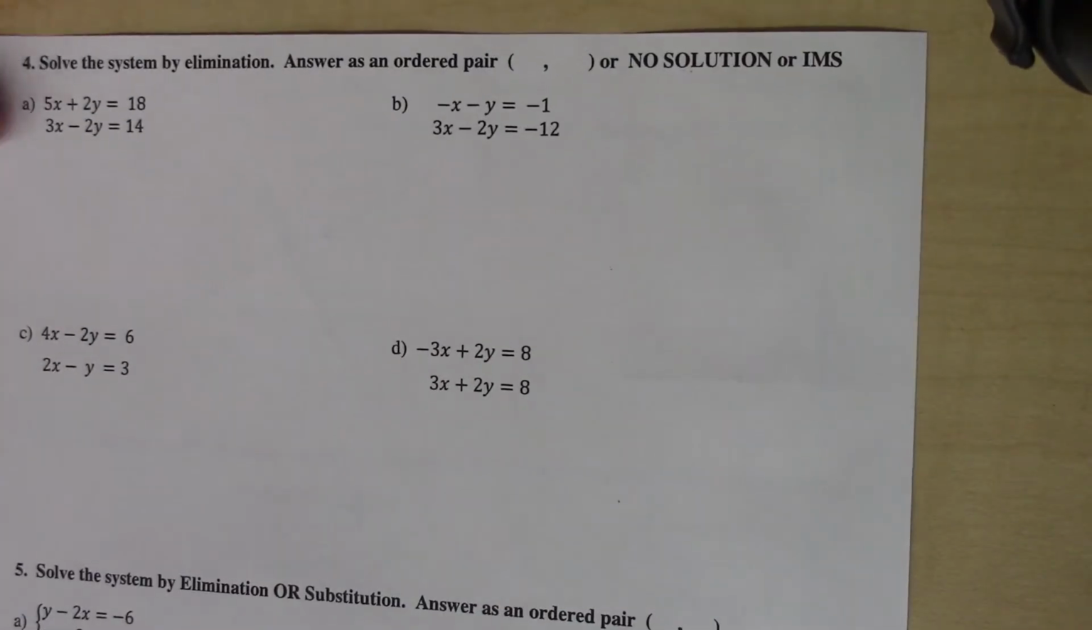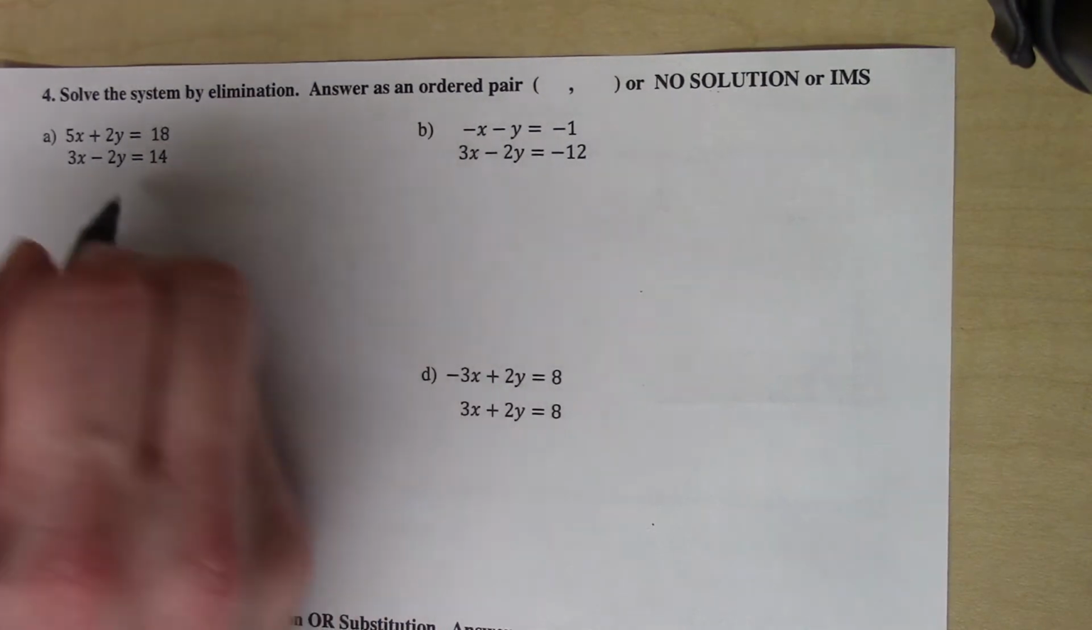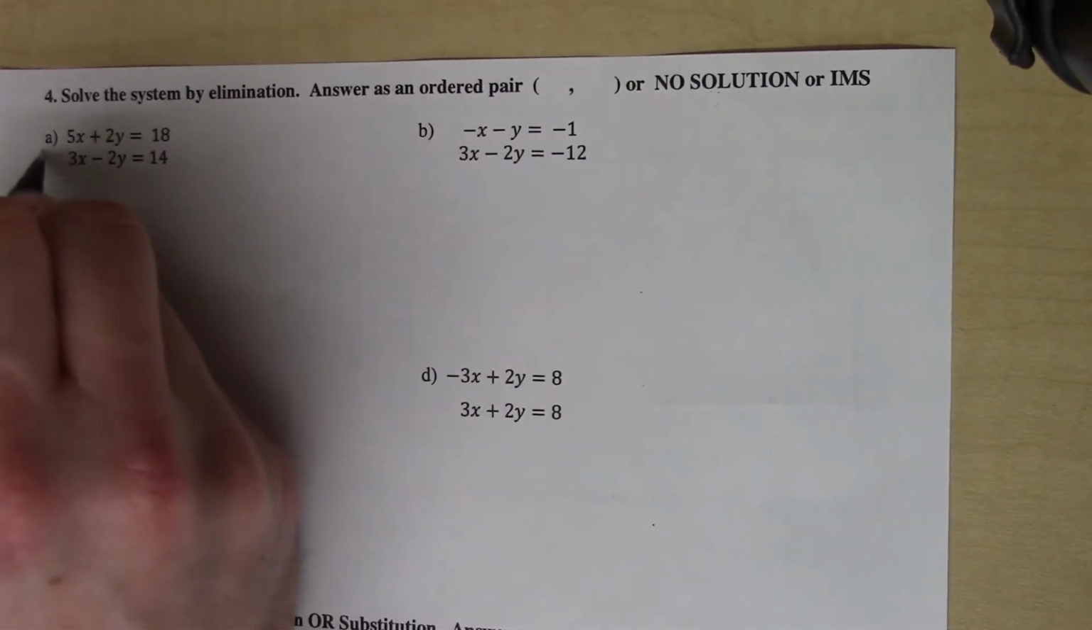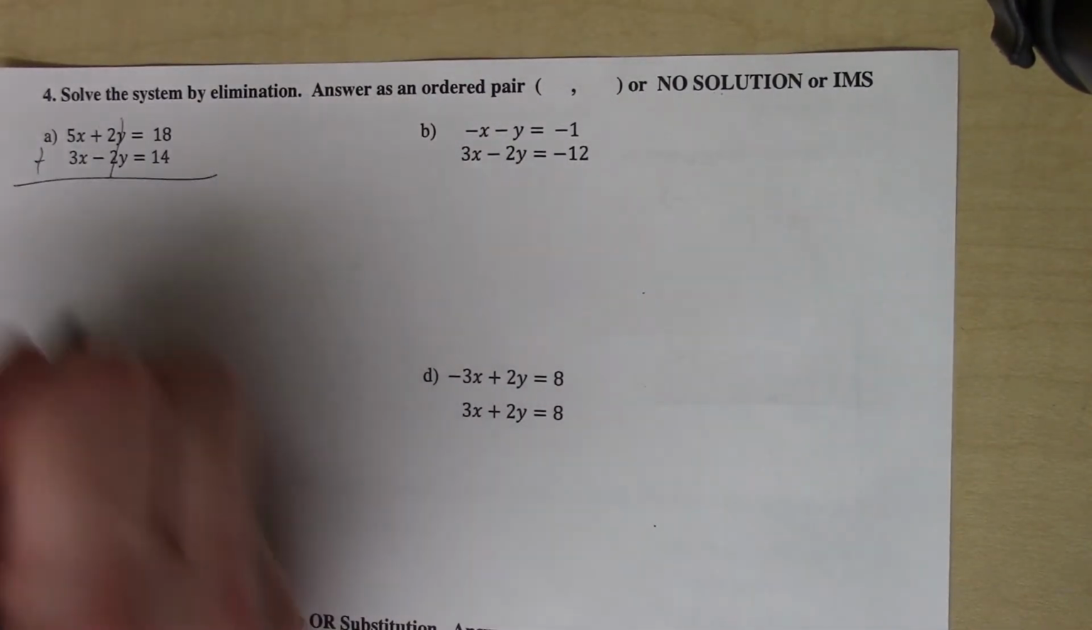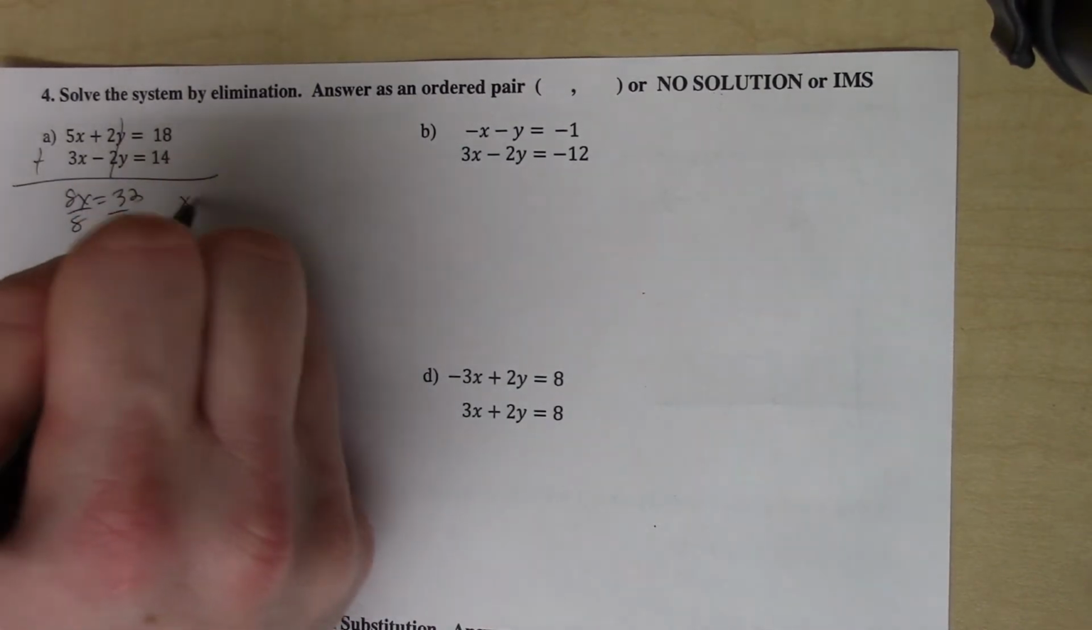All right, we're running on about a 10-minute time frame here. Elimination, right? Elimination means we're looking for something to eliminate. And in this problem, if I add those down, those eliminate right away. So I get 8x equals 32. I divide to get x equals 4.